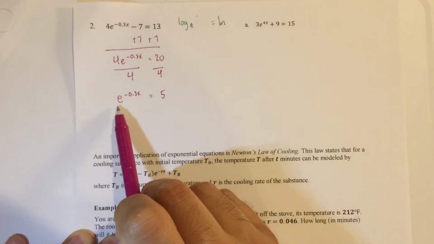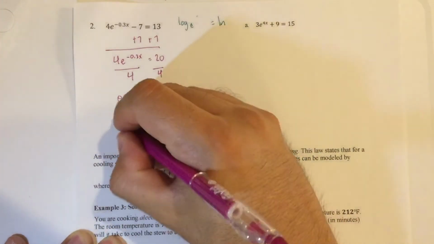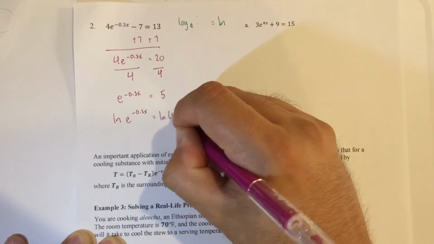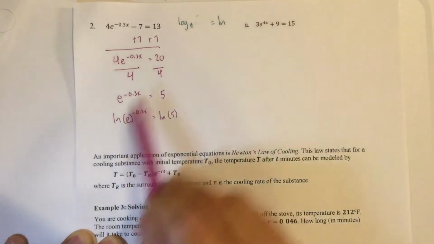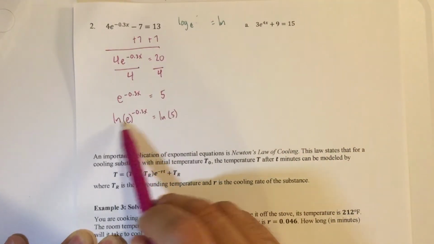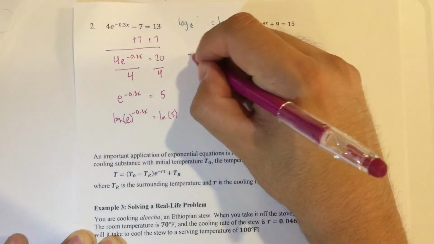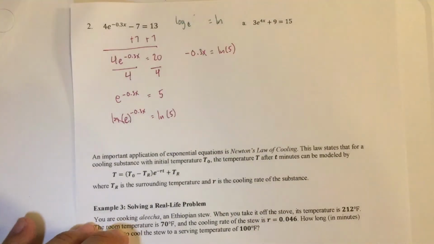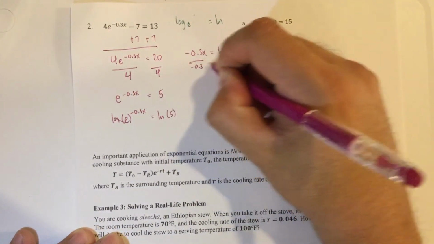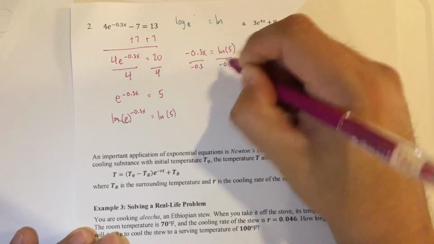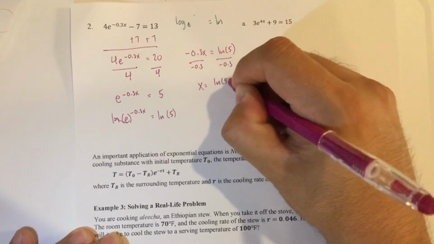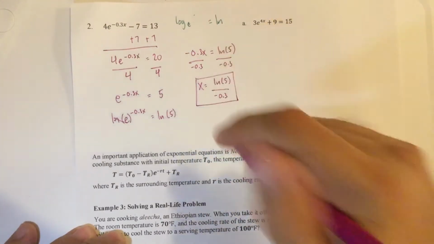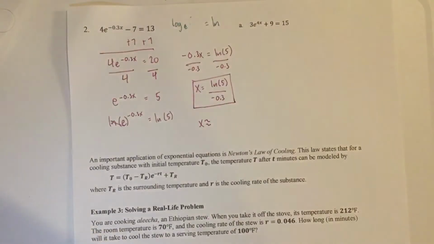So to get rid of a base e, we're going to use the natural log. So ln of e to the negative 0.3x is equal to ln of 5. Once again, ln is log base e, so they are inverses, so we can cross that out. And we have negative 0.3x is equal to ln of 5. To solve this, we divide both sides by negative 0.3. And x equals ln of 5 divided by negative 0.3. So that's going to be my exact answer. And let's get the approximation right here.